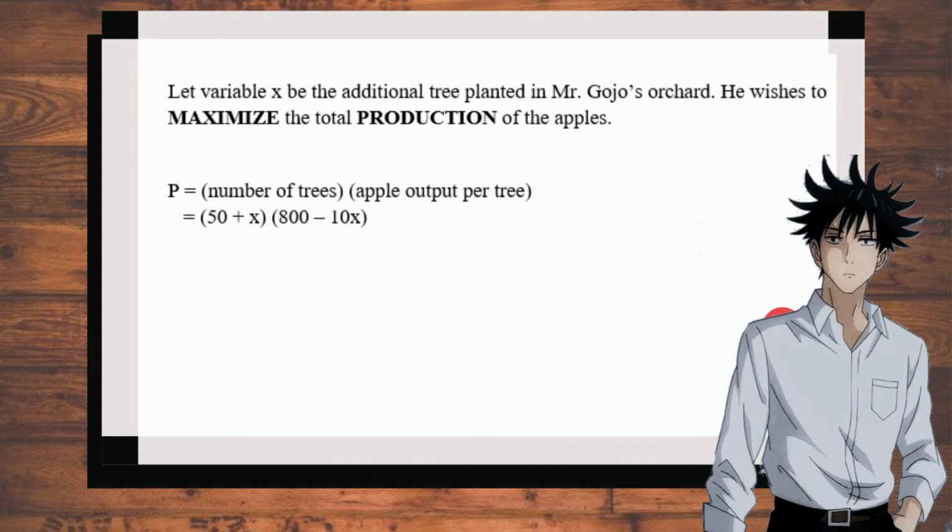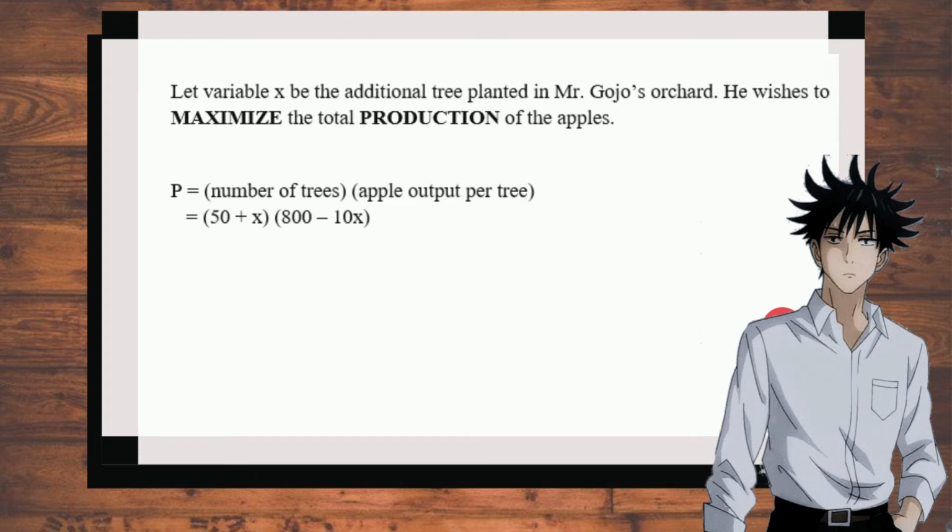He wishes to maximize the total production of the apples. Therefore, we can use the applied maximum and minimum method to solve this problem. P, which is the maximum production of apples, equals the number of trees times the apple output per tree, which equals 50, the amount of trees present, plus x, times 800, the apples produced per tree, minus 10x.